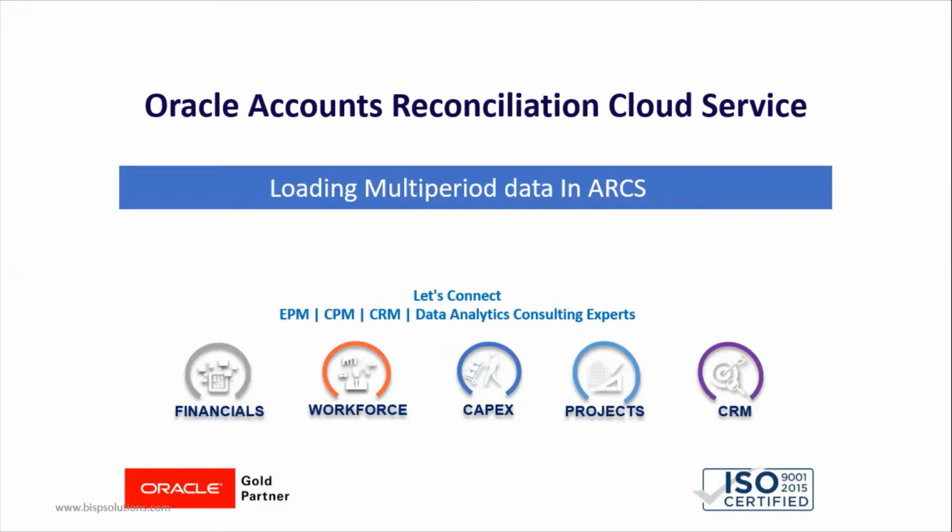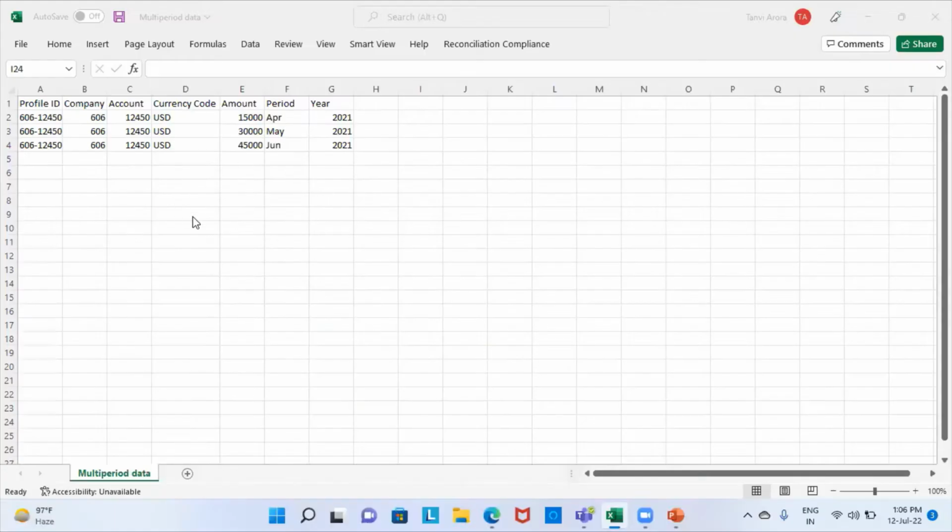So in today's video, we are going to see how to load multi-period data into Oracle ARCS application. So I will show you my Excel file. As you can see, this is my flat file that I have received from my client. So basically for a single profile ID, I'm going to import the balances for the period of April, May and June. So these all three balances will be imported in these particular periods. Okay. So we'll see how to do it through data management.